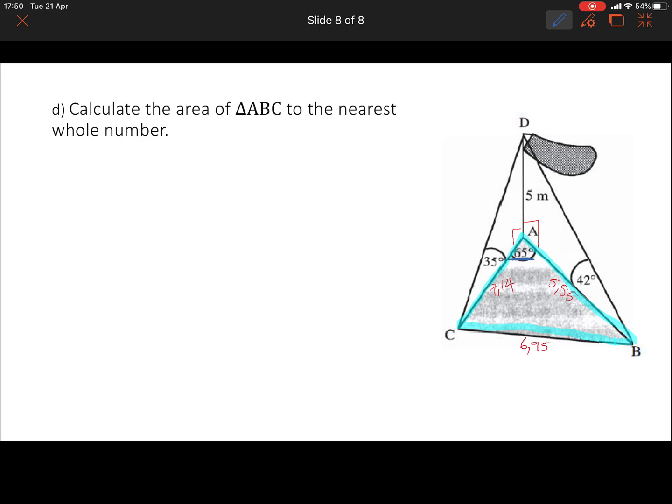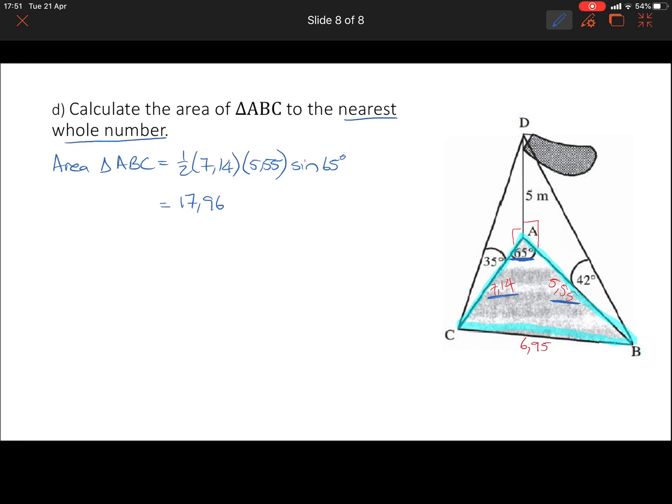So if this is the angle that I've got here, then I have to use the two sides that make it included. So the area of triangle ABC is equal to half times 7,14 times 5,55 times sine of 65 degrees. We type that into our calculator and we get an answer of 17,96.